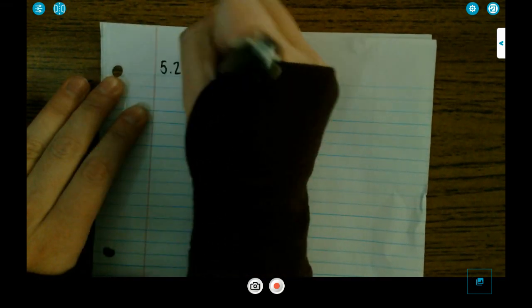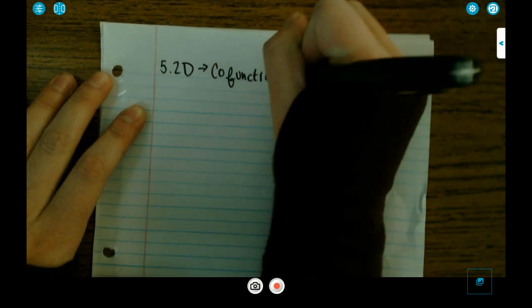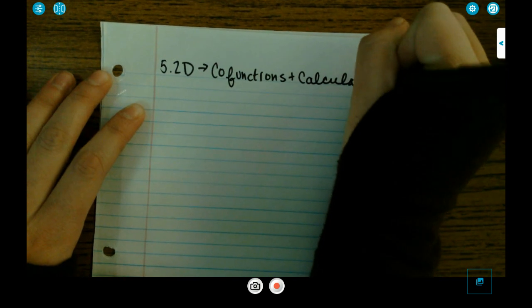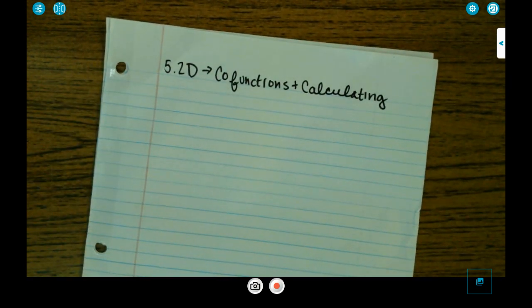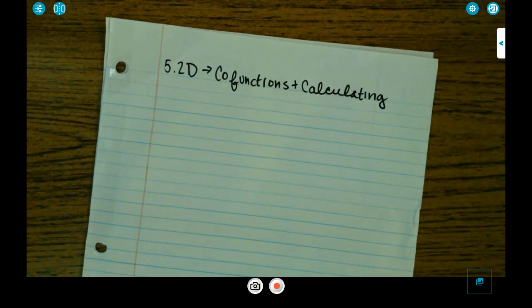Okay, so today we are looking at 5.2D. We are looking at cofunctions and calculating. I'm going to read you some stuff about cofunctions, and then we're just going to write down what they are. We're not going to actually write down and derive them.